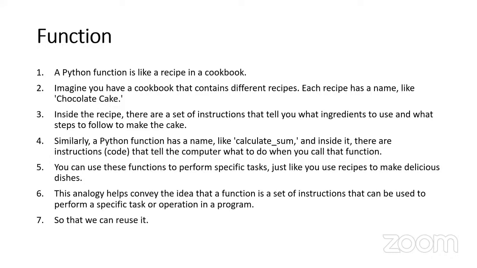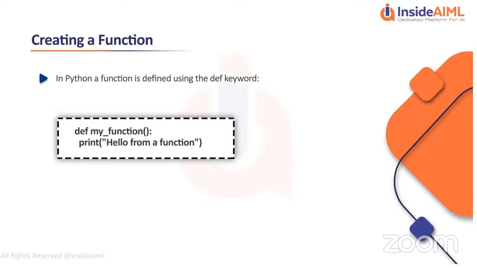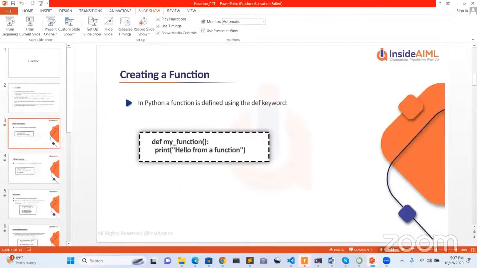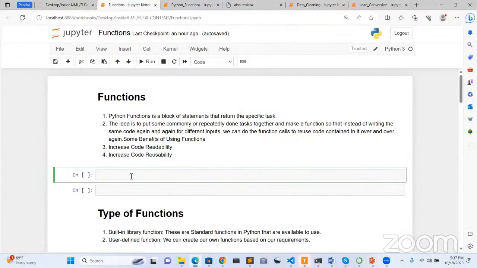Similarly, whatever sets of rules and instructions we write inside the function, we are going to get the output as a result. Similarly, in a Python function, we have, say, calculate sum. Inside it, if you perform the summation of two numbers, then it is going to give you the output of the sum of the two numbers only. So this is what a function is. Now let's understand how we can create a function and why there is any use of the function also. Okay, so let's switch to this.